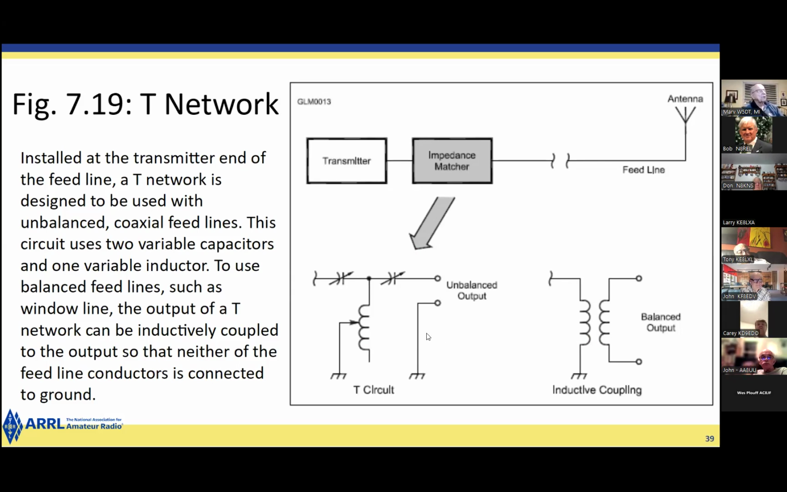Installed at the transmitter end of the feed line, a T network, shown here, is designed to be used with unbalanced coaxial feed lines. This circuit uses 2 variable capacitors and 1 variable inductor. To use balanced feed lines such as window line, the output of a T network can be inductively coupled to the output so that neither of the feed line conductors is connected to ground.